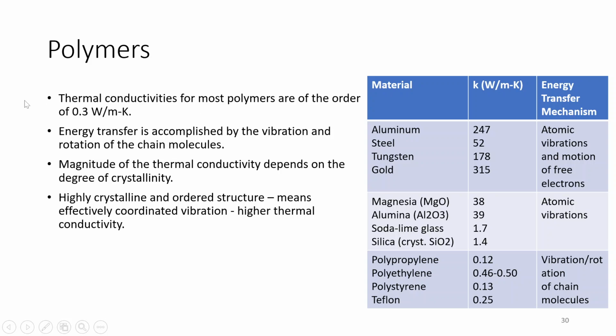Polymers: thermal conductivity for most polymers is of the order of 0.3 watt per meter Kelvin. The energy transfer is accomplished by the vibration and rotation of the chain molecules. The magnitude of the thermal conductivity depends on the degree of crystallinity. A highly crystalline and ordered structure means effective coordination of vibration and higher thermal conductivity.